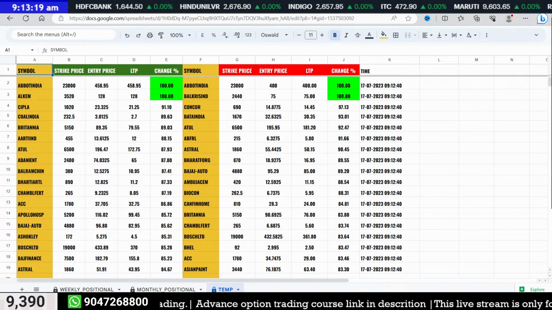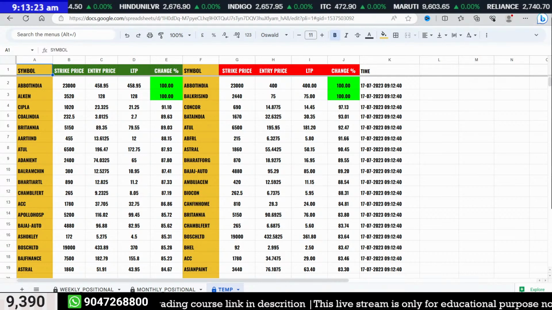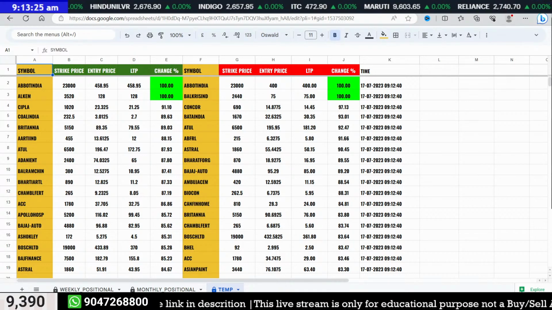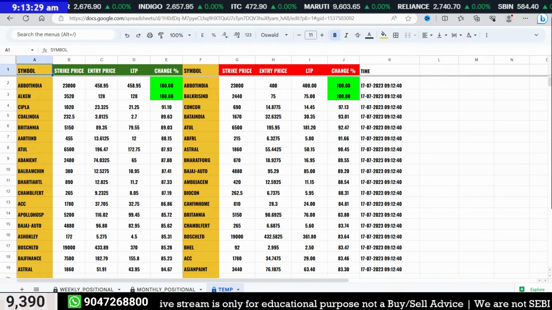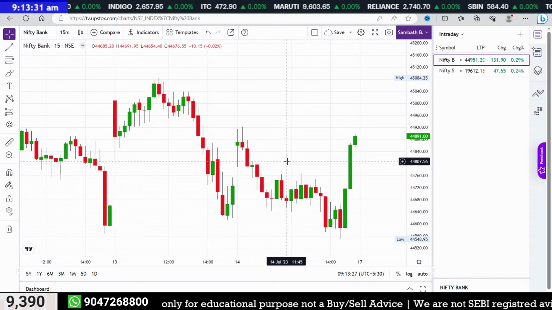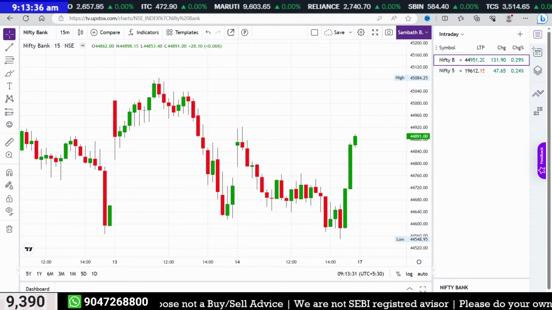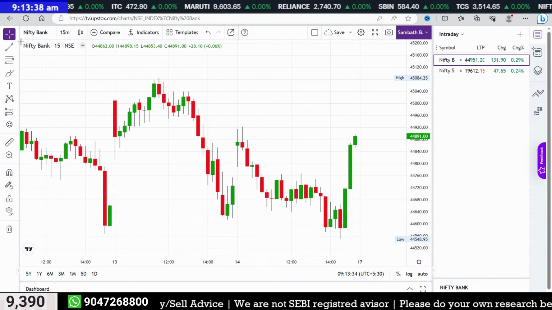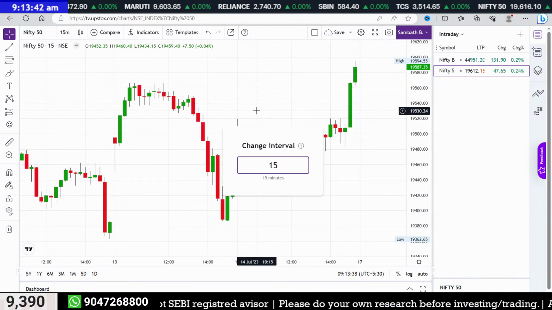Cipla and Coal India are stocks nearing the top. Bank Nifty is up almost 130 points, at 44,950. Nifty is trading near about 19,600, almost 47 points positive.